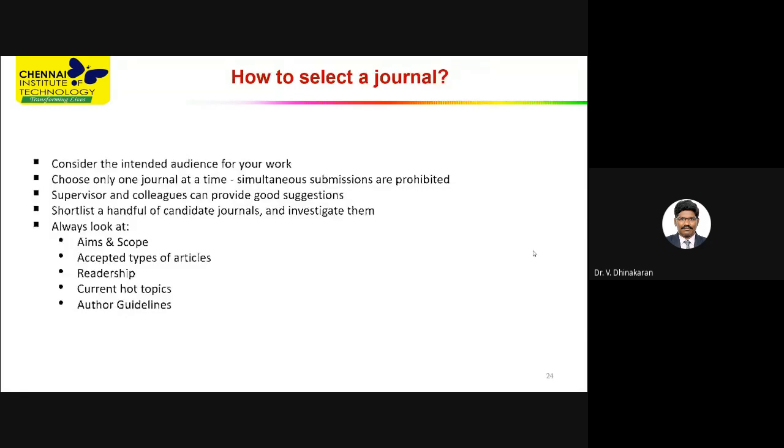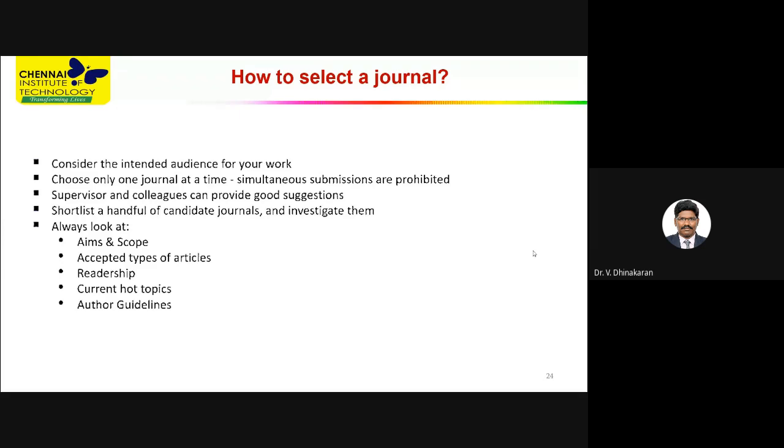How to select a journal? You have to consider who will be the audience for your research, and what the work is. Based upon that, you have to choose the journal. You should clearly look into the aims and scope of the journal.